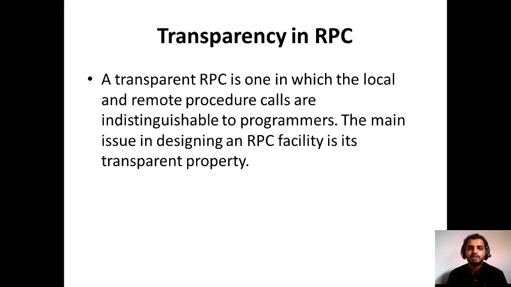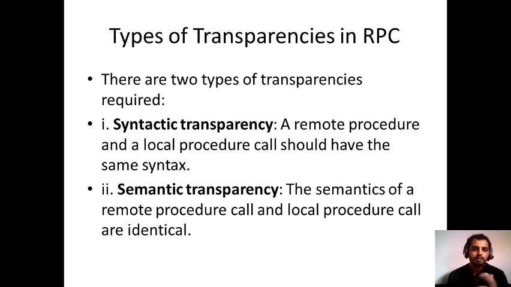In the same way, with reference to RPCs, when the local and remote procedures are calling one another, it should be indistinguishable to the programmers. Now, how is it achieved? It is achieved with reference to two things. What are the types of transparency in RPCs? There are two transparencies. The first one is syntactic and the second one is semantic.